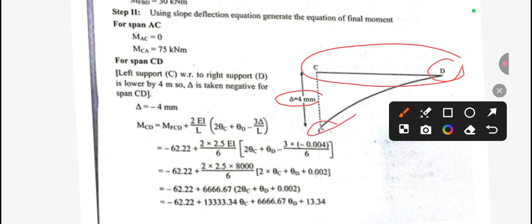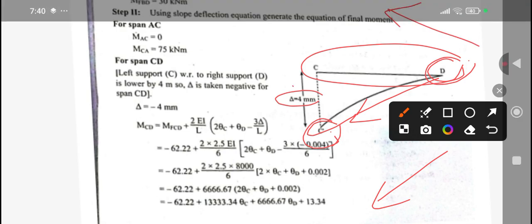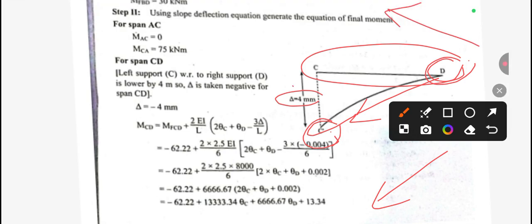So we have to stay at the right side, always stay at the right side and look at the new position at the left portion. So we are staying on the right side, at D, and looking at C dash. It means this is down, so we need to take this delta as negative. If looking down, negative value of delta. Looking up, delta will be positive. So we are looking downward, that's why we need to take delta equal to minus 4 mm. Just remember this thing.